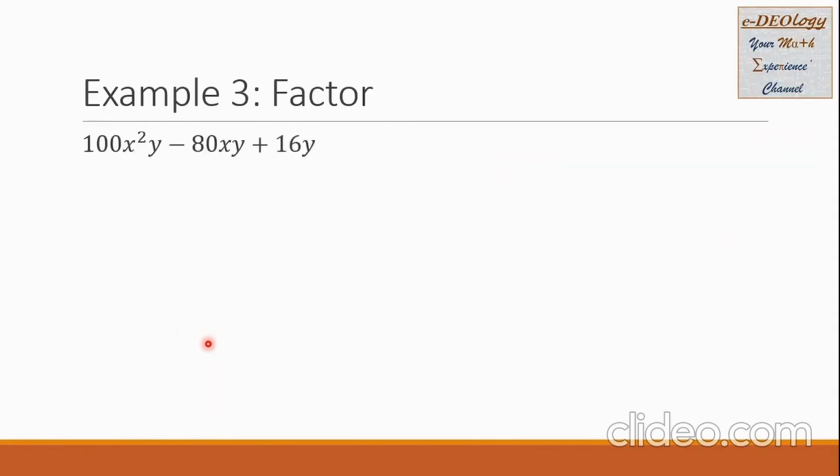Let's have example 3. Factor the trinomial 100x squared y minus 80xy plus 16y. I can see here that the first term and the last term are not perfect squares. So I can say that this is not a perfect square trinomial. However, I can see that there is a greatest common factor among the three terms, and that GCF is 4y.